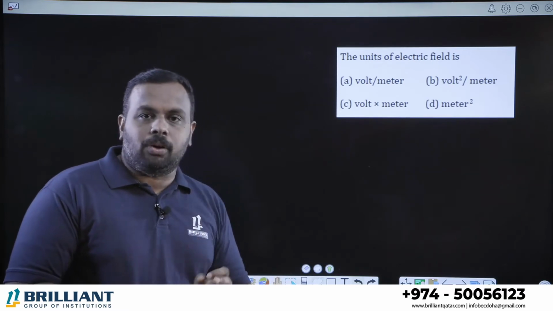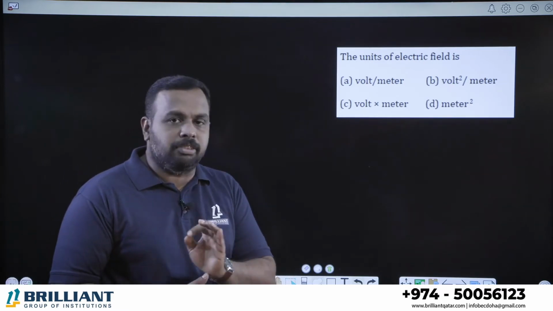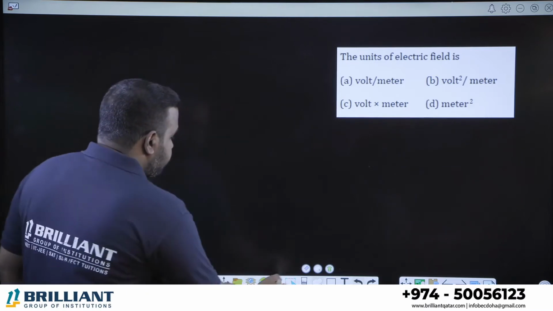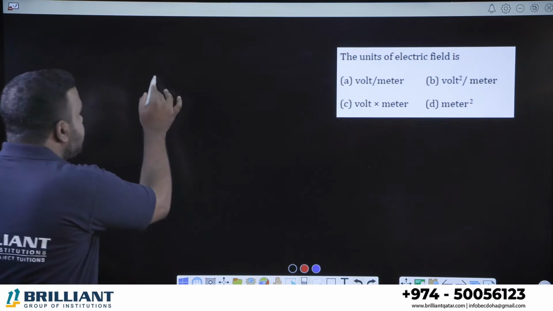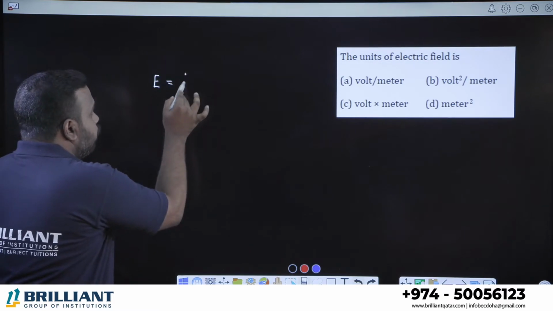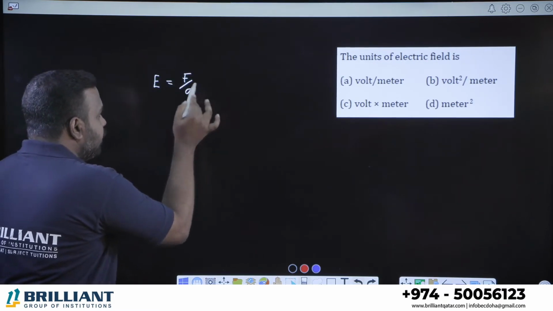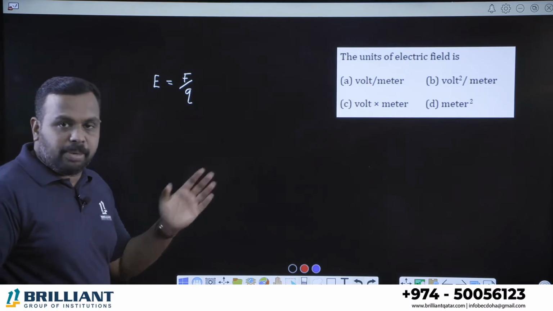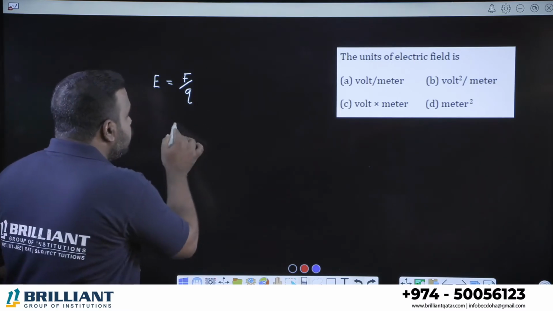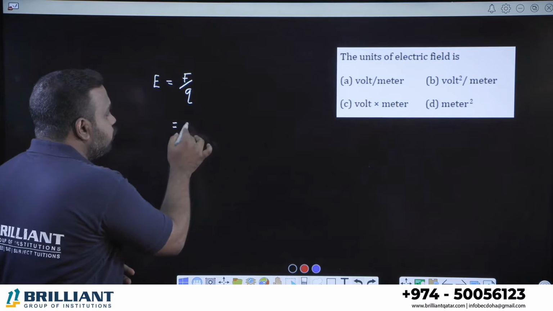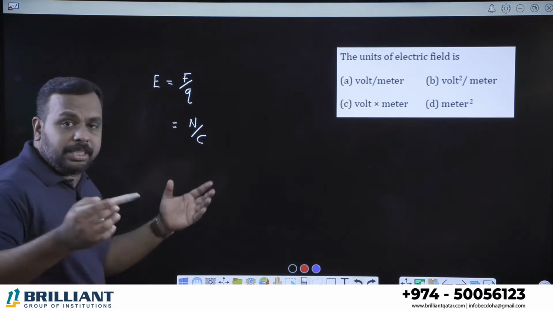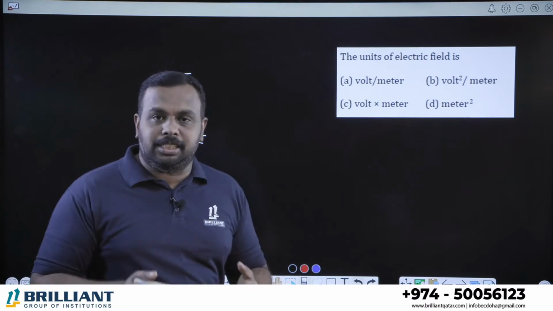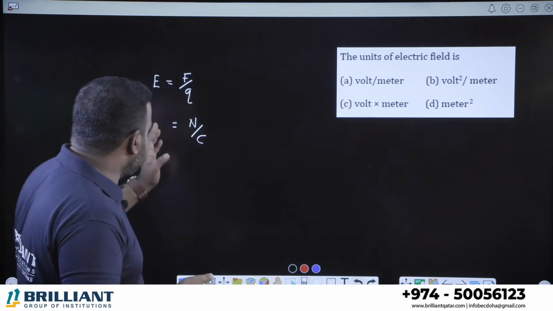We have to recall what is the unit of electric field intensity. See, electric field intensity, the basic equation is, you know that E is equal to F by Q. It's a force experienced by a unit charge, right? F by Q. So if you're directly applying the unit here, you can see that the unit of force is Newton and the unit of charge is Coulomb. So you can see that the SI unit of electric field intensity, we are all familiar with it. It is Newton per Coulomb.